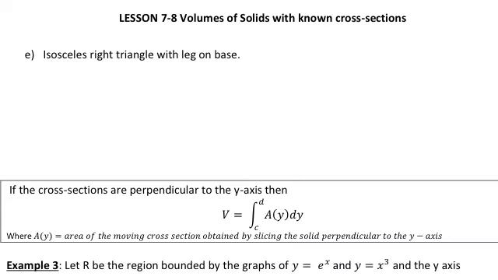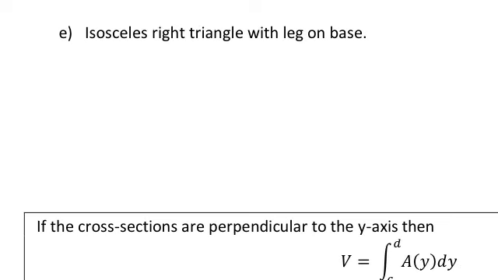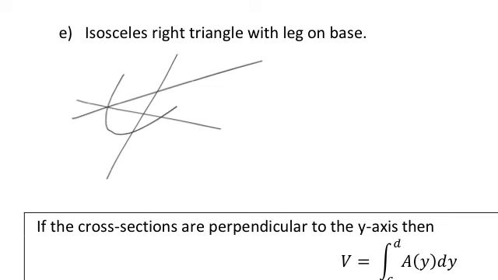Okay, so I want to talk about isosceles triangles a little bit. There are a couple of situations that can go on with an isosceles triangle. So let me redraw our region. Our region looks something like this, and we are still just putting things up onto this base. The solid base is in yellow, and then an isosceles right triangle with the leg on a base.